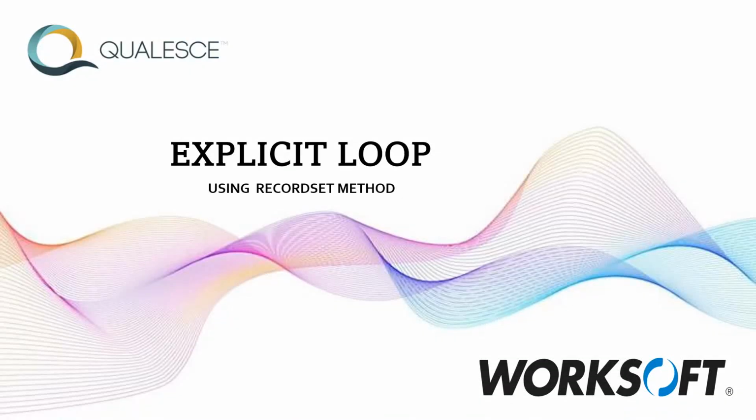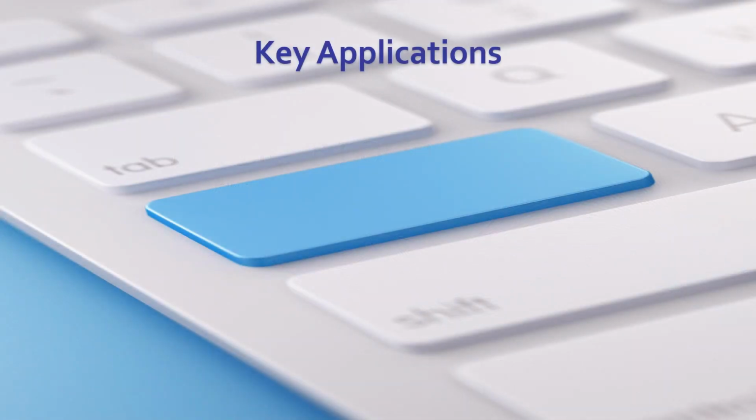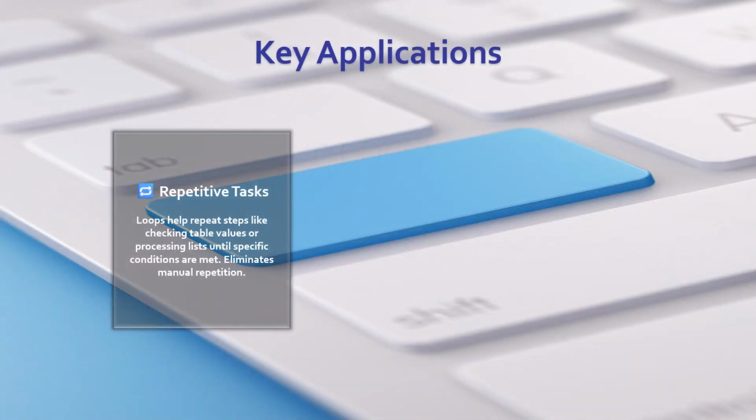Hello, why do we use loops and conditional logic in Worksoft Certify and how do they help automate repetitive tasks and make a decision based on application behavior? Often, we may need to repeat a set of steps like checking a value in a table or processing a list until a specific condition is met.